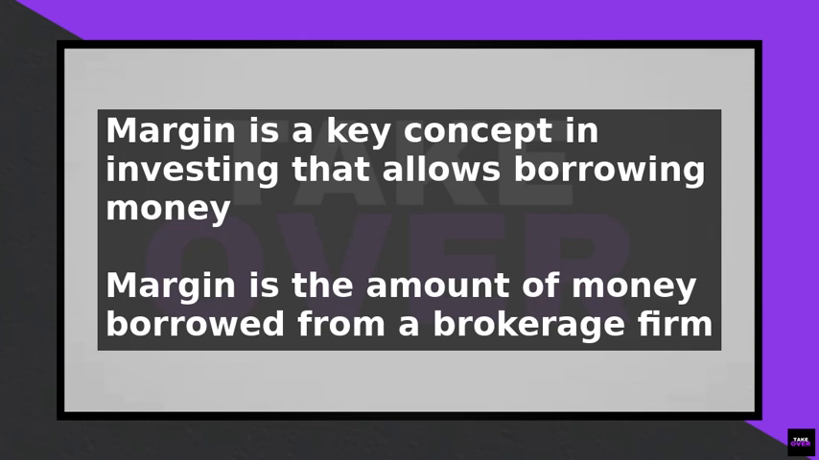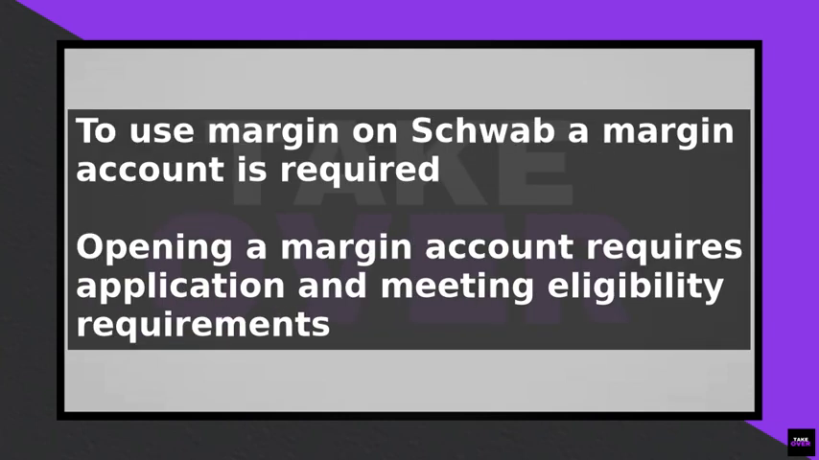Schwab, like other brokerage firms, offers margin accounts that allow you to borrow money to invest in stocks, options, and other securities. To use margin on Schwab, you need to have a margin account. To open a margin account, you need to apply for one and meet the firm's eligibility requirements. Once your account is approved, you can start using margin to invest in the market.